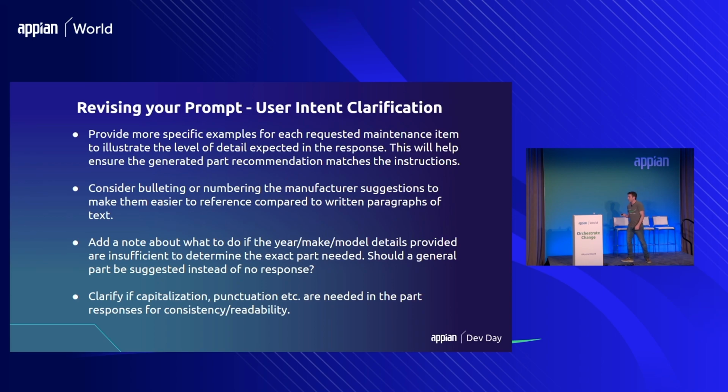The other thing is we didn't tell it anything about tone. Is this an informal tone? Is this more of an academic tone? Is this more of a business-based tone? We didn't tell it any of that, right? So with our user intent clarification, it's telling us that we need to do that.